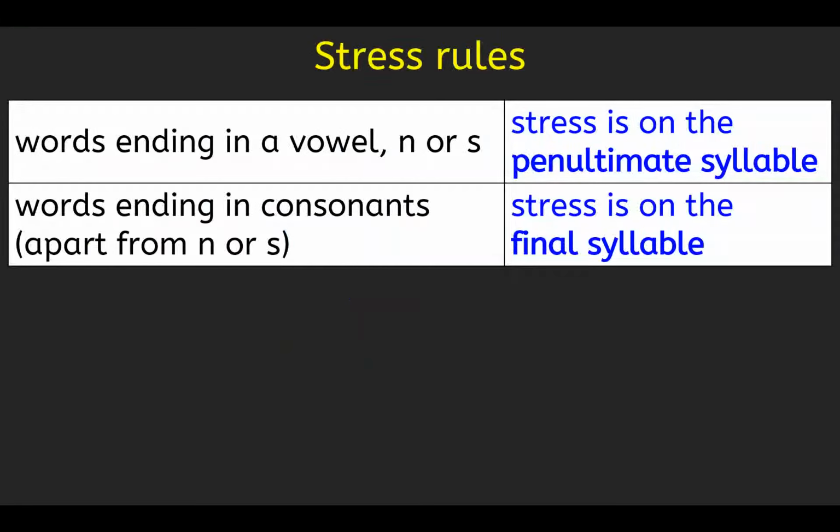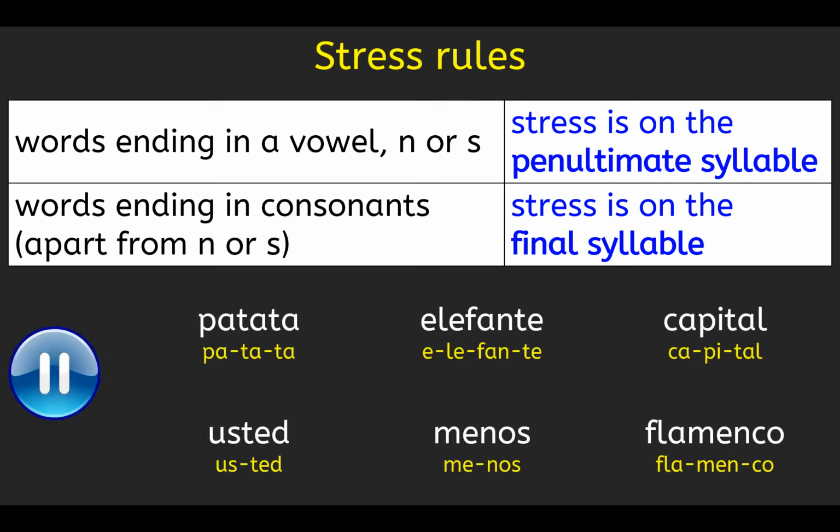Let's look at stress first. There are rules which dictate which part of a Spanish word is stressed, and by stressed we mean emphasized or leaned on. Firstly, for words that end in a vowel, an N or an S, the stress falls on the penultimate syllable of the word. On the other hand, if the word ends in a consonant apart from N or S, then the stress falls on the final syllable of the word. Realistically, the consonants that are seen on the end of words are mostly D, J, L, N, R, S and Z.